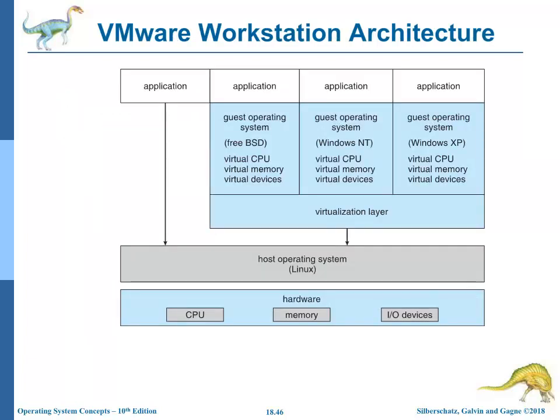This figure shows an example of the architecture of VMware Workstation. In this situation, Linux is running as the host operating system, and FreeBSD, Windows NT, and Windows XP are running as guest operating systems. At the heart of VMware is the virtualization layer, which abstracts the physical hardware into isolated virtual machines running as guest operating systems.